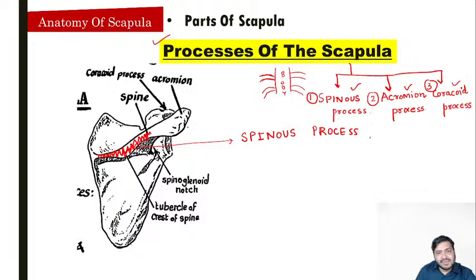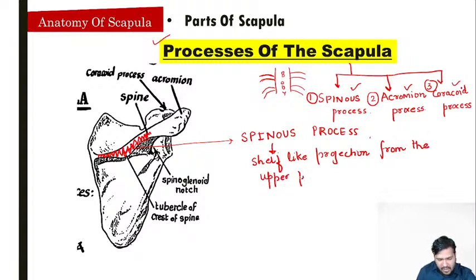Now guys, spinous process. You can very well see it is a shelf-like projection from the upper part of the dorsal surface.